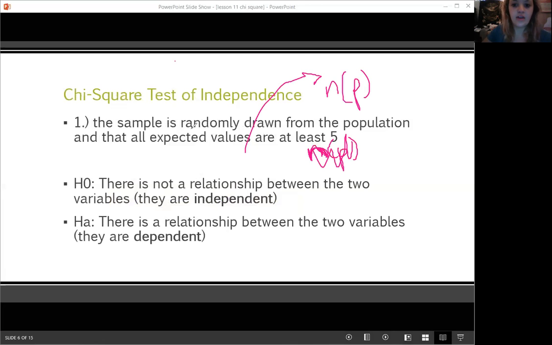And then the sample also has to be randomly drawn in order for us to assume that it's going to be representative of that population. And if these conditions are met, we can go ahead and write our null and alternative hypotheses. So our null is going to say that there's no relationship between them, therefore they are independent. And the alternative is saying that there's some sort of relationship. So if they are dependent, that means that one affects the other, meaning that there is a relationship there. So that's the main idea for writing out those null and alternative hypotheses for a chi-squared test.